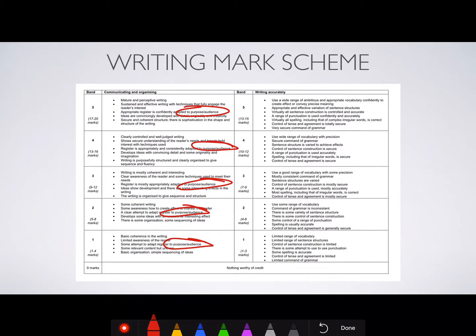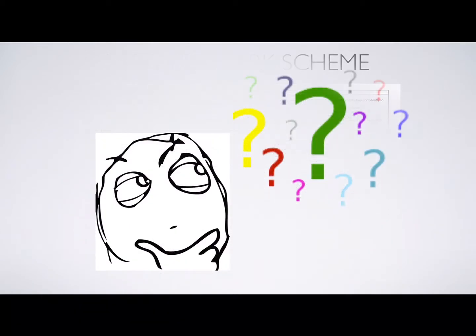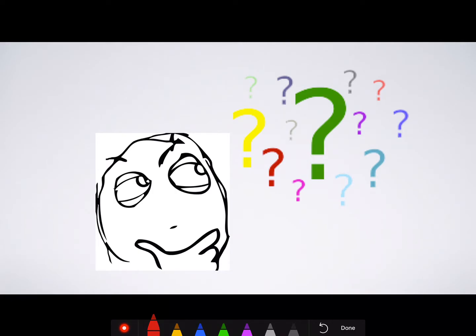And it's really important that you're aware of that, especially as it also talks about understanding the reader's needs and showing an awareness of how to create effect to interest the reader. So you really need to be aware of these things if you want to hit any of the marks for communication and organisation, because it's easy to lose them if you're not sure. So how does this apply to our writing, and what actually is purpose, audience, format and tone?